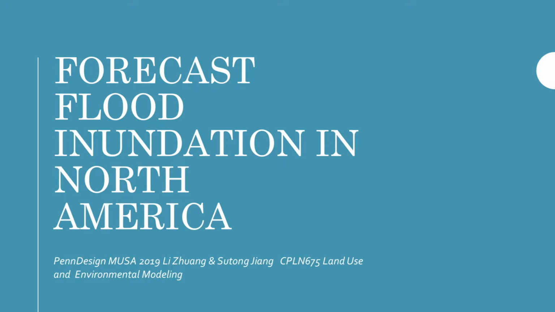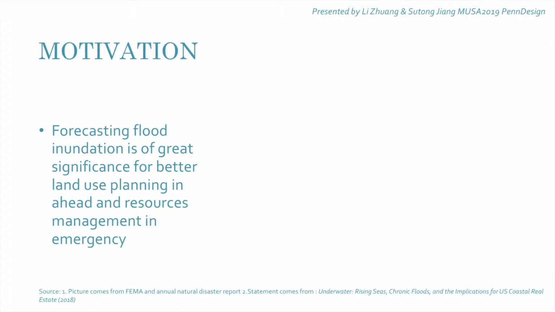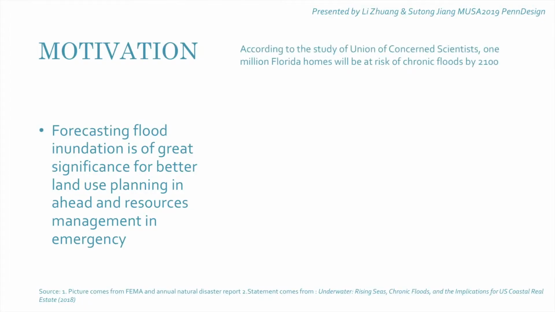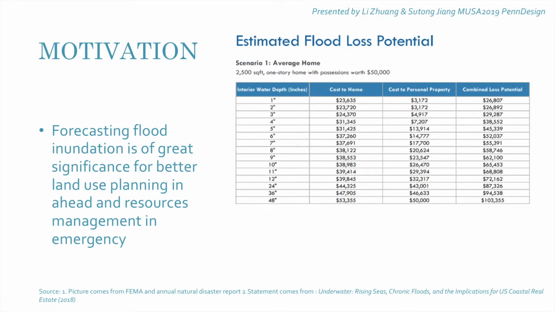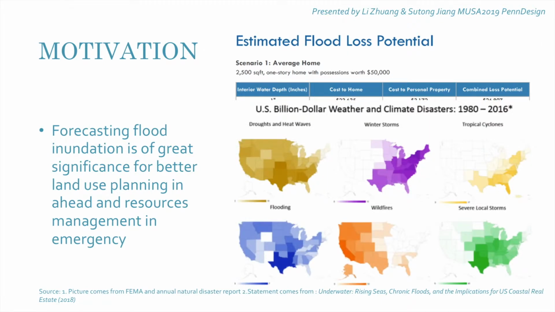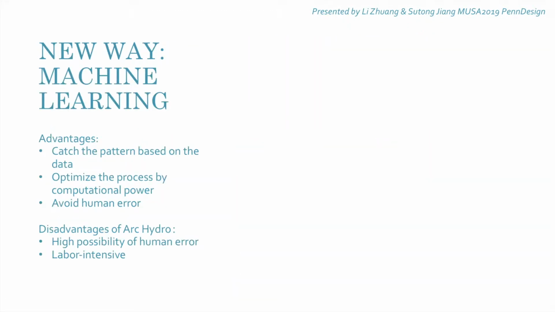Focused flood inundation in North America. Flood hazard is a critical issue in many states of the U.S. According to the study of the Union of Concerned Scientists, 1 million Florida homes will be at risk of chronic floods by 2100. Forecasting flood inundation is therefore of great significance for better land use planning ahead and resources management in emergencies.